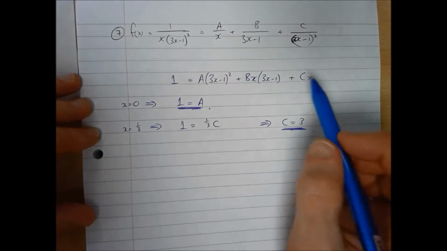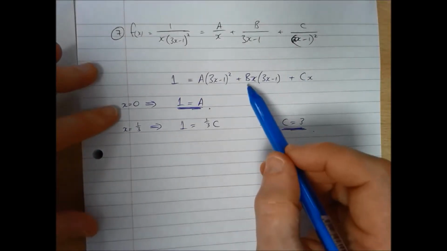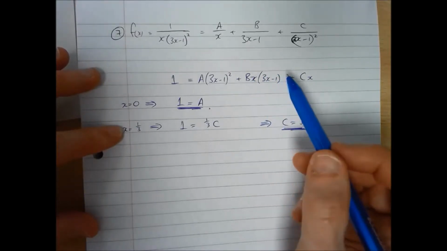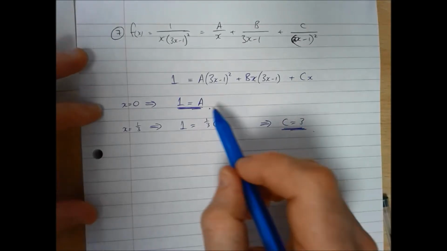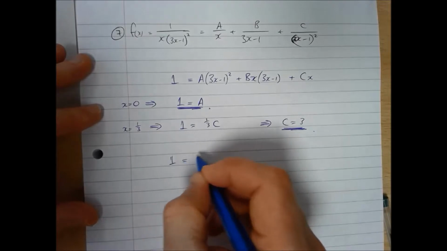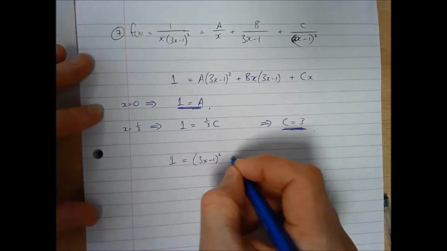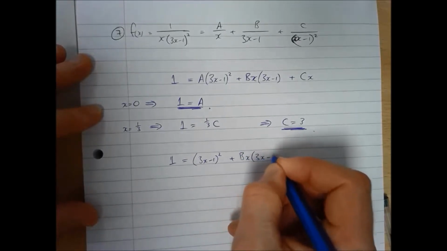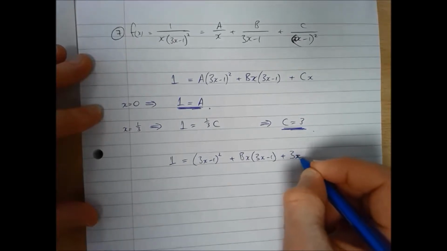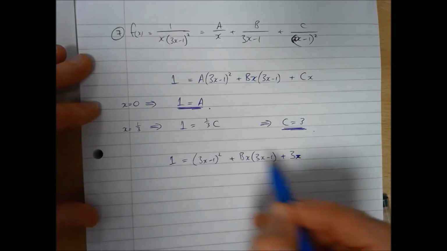Okay, now at this stage we don't yet know b, and if we substitute 0 in, it cancels that term. If we substitute 1/3 in, it cancels that term, so we keep cancelling this term. But it doesn't matter now because we know that a is 1, we know that c is 3, so if we put those in, 1 equals a, which is now 1, 3x minus 1 squared, plus b x 3x minus 1, plus c, which we now know is 3x. Okay, so we've put our a and our c in there.